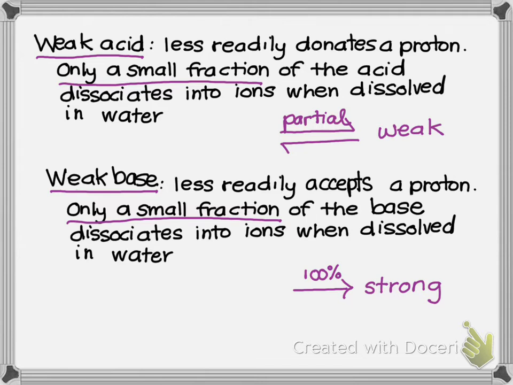So acids and bases are electrolytes because they form ions, but some of them are what we call strong electrolytes because they form lots of ions, or weak electrolytes because they don't form as many. So that's a connection back to the previous chapter when we were talking about electrolytes and acids and bases being electrolytes.